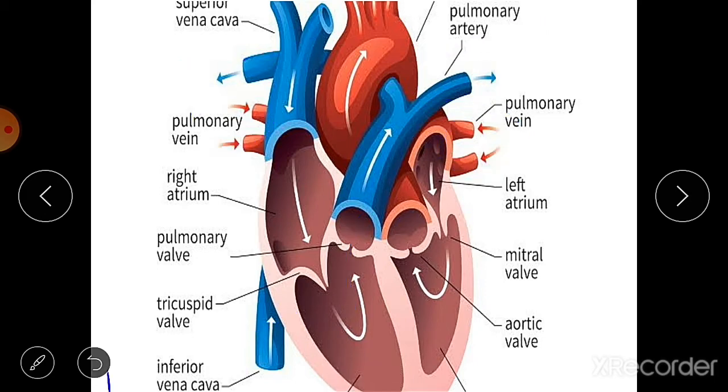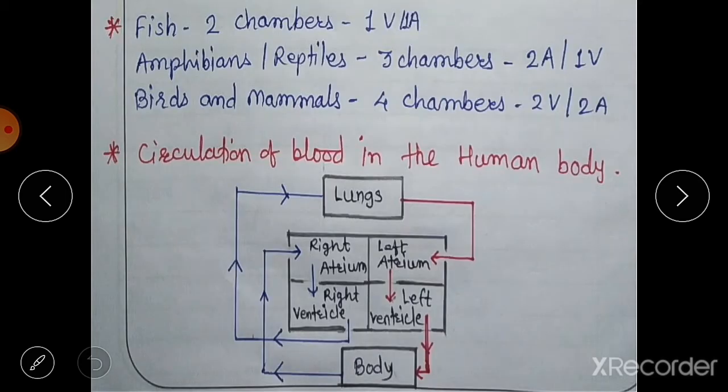Then how this heart works, or what is the function of this heart, that we will see. Different animals have different numbers of chambers in their heart. Fish have two chambers, that is one auricle and one ventricle. Atrium is also known as auricle. So one ventricle and one auricle, or atrium, is present in fish.